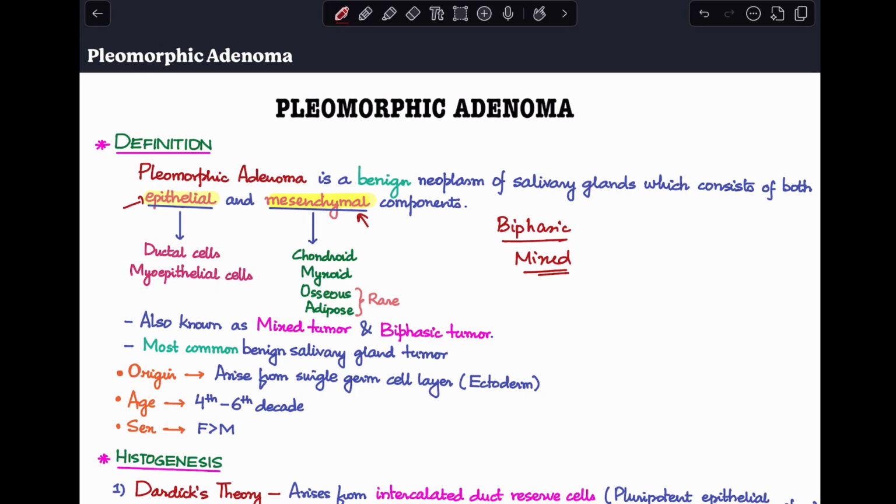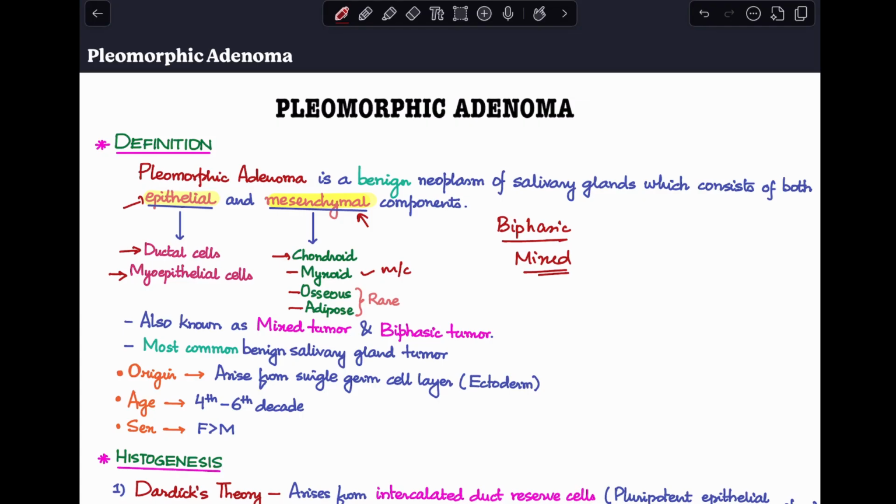Now, what are these epithelial components? Epithelial components are of two types. They involve the ductal cells and the myoepithelial cells. And mesenchymal components can be chondroid, myxoid, osseous, adipose. Amongst these, myxoid is the most common mesenchymal component, and osseous and adipose are much rarer.